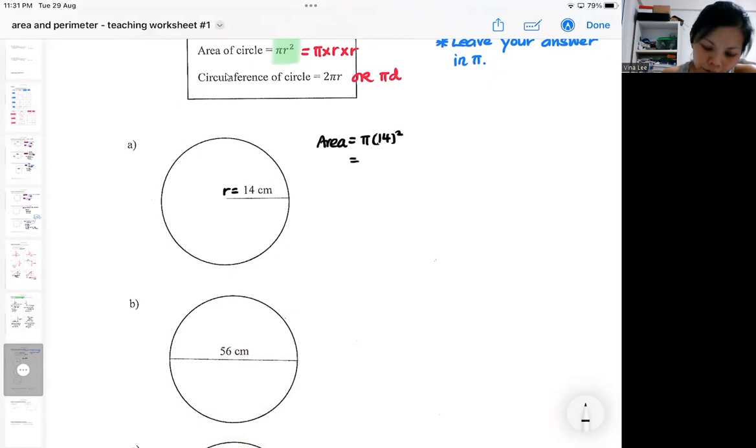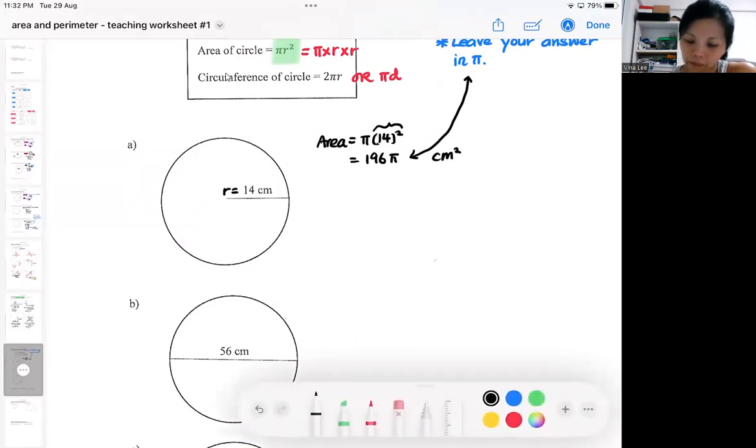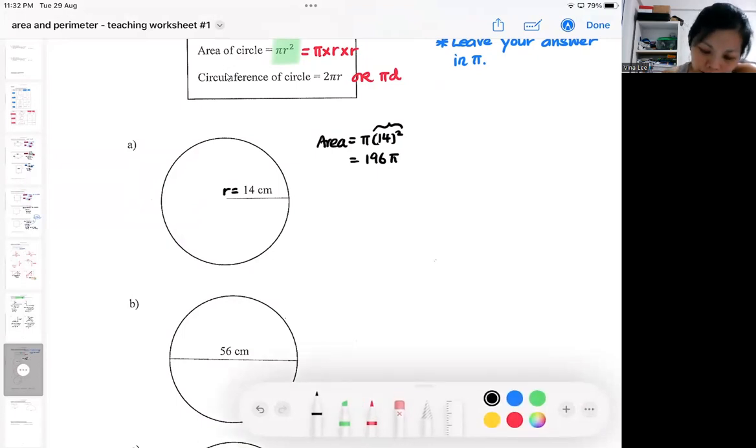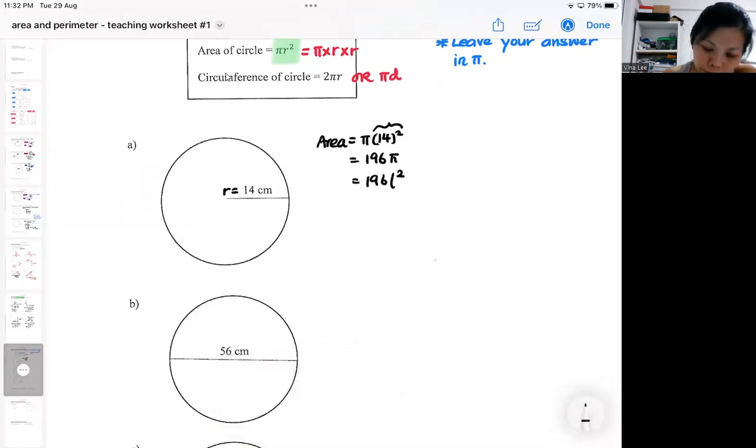If you punch calculator, you will get 196 pi. That means you just punch this part. You'll get 196 pi. This will be the answer if you're supposed to leave it in terms of pi. That means you just leave the pi there. That is called leaving your answer in terms of pi. Otherwise, you just put in the pi, and that will be your area.